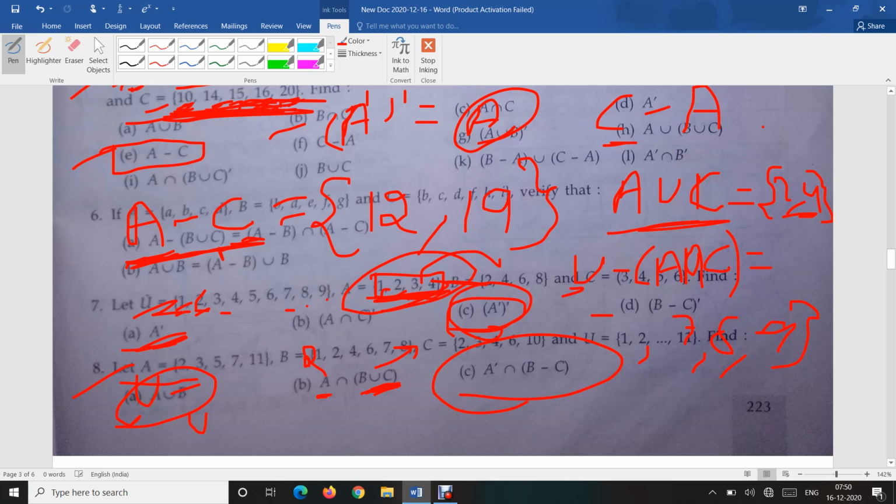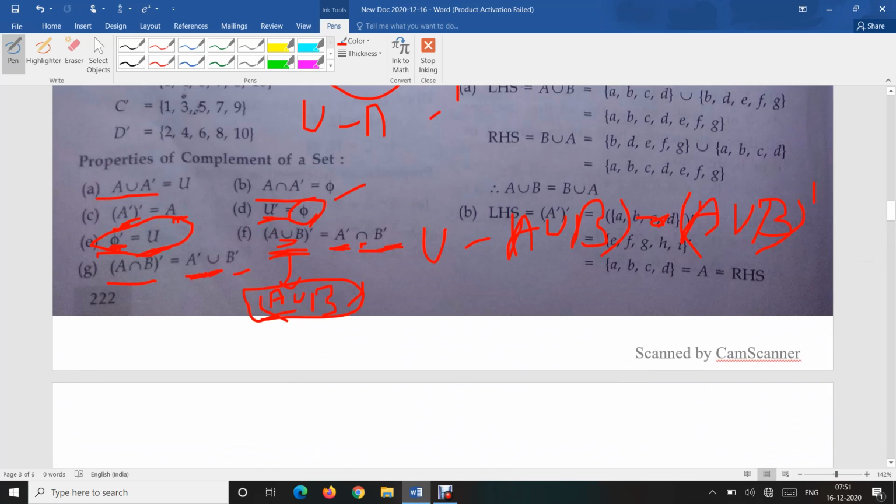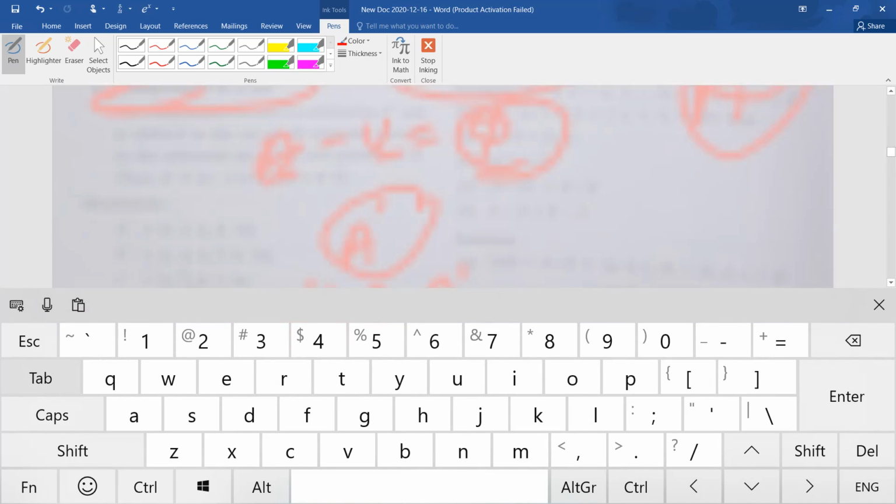Similarly, you can find A complement intersection (B minus C). First of all, you have to find A complement, that is U minus set A, universal set minus set A. After that, you have to find B minus C, and then you have to find the common elements in set A complement and set B minus C. All these questions have to be done, and you have to do all of them in your notebook. If you still have any problem, then you can ask.